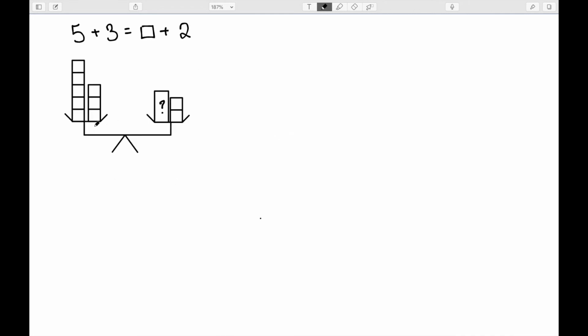So here I have my pan balance. On the left-hand side, I have 5 blocks and 3 blocks since we're adding them together. On the right-hand side, I don't know what this block is, but I know this one's 2. So the question is, how many blocks do I need to replace this question mark, this mystery block, with, to make this pan actually balance?